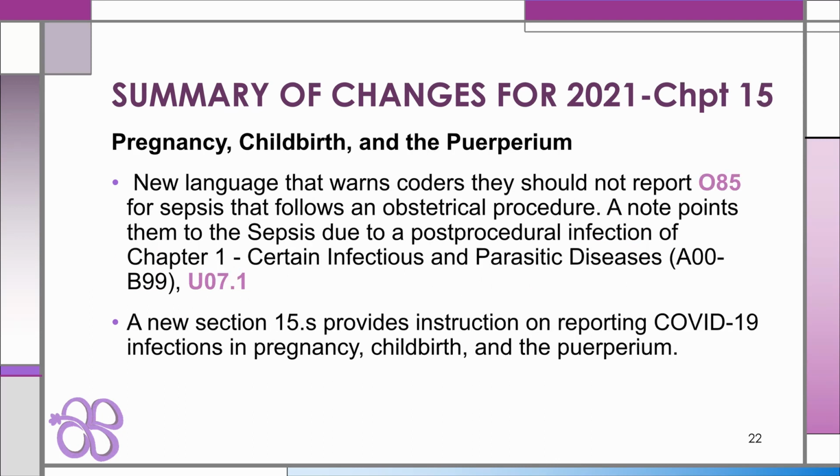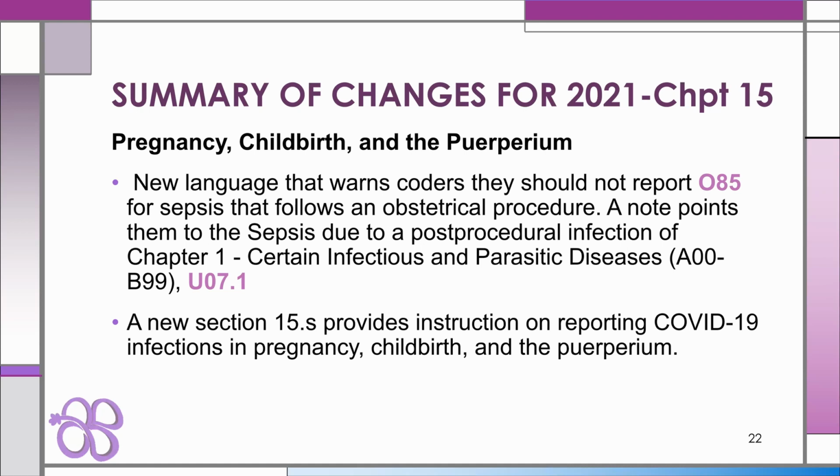Let me know. So here on slide 22, there's a section on sepsis. For infections following an obstetrical procedure, use a code from O86, infection of surgical wounds, not O85, puerperal sepsis. I have such a hard time saying that word. That's what this slide is about.